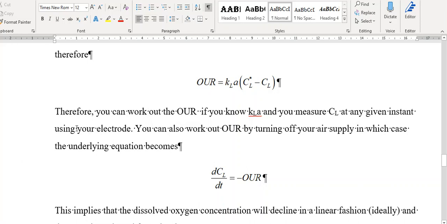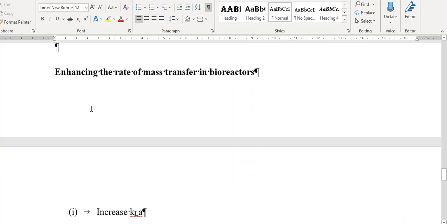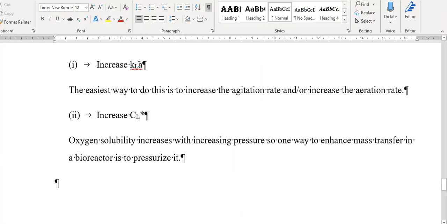And I used to come up with really obscure but correct things, like adding things that act as a kind of oxygen sink within the liquid and what have you. But there are three main approaches. One, to increase the KLA, the normal way to do that is to increase the agitation rate. In other words, make the impeller in the bioreactor go faster. And the second is to increase the aeration rate. So pump more air in.